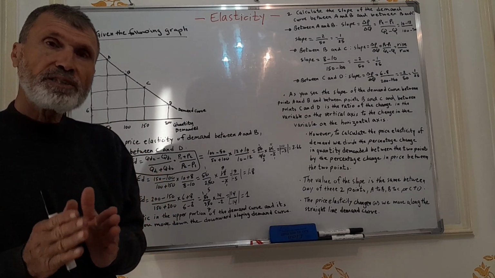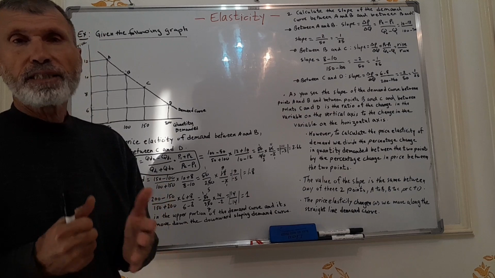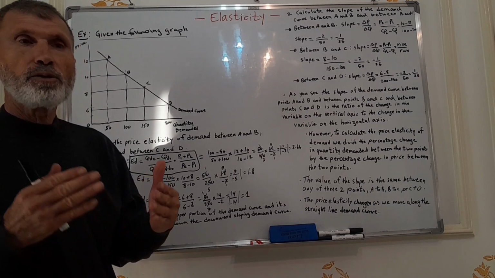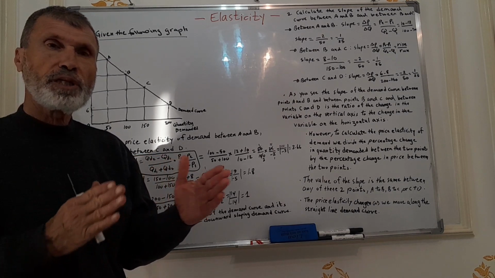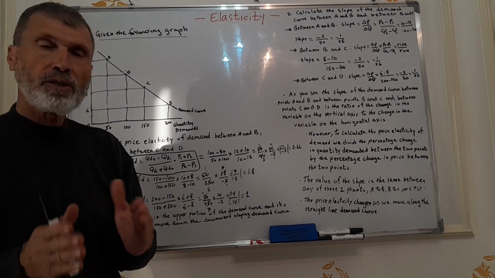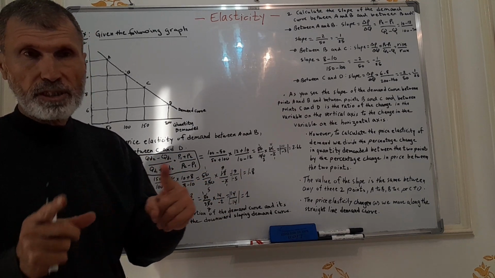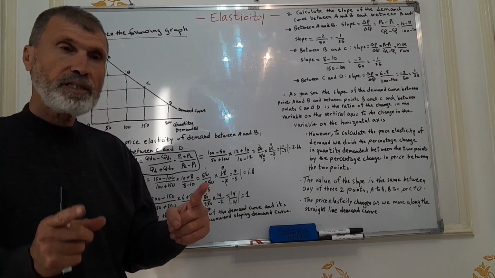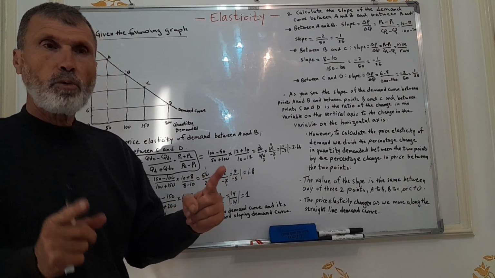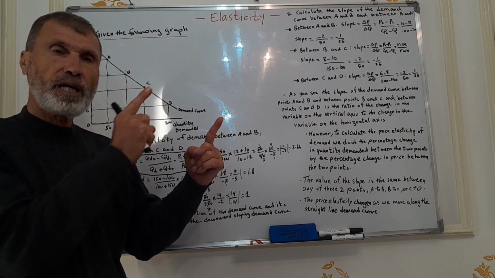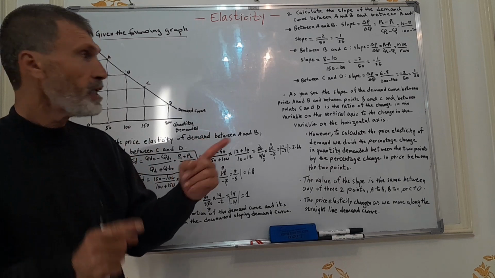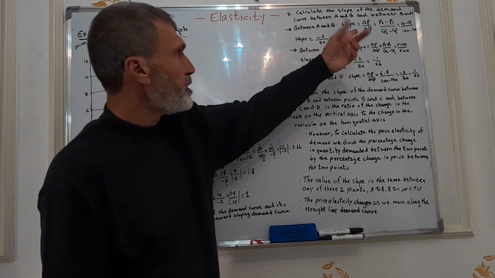But that differs from the price elasticity of demand, calculating it between A and B, or between B and C, or between C and D, because it's going to be different. However, the slope is the same whether you calculate it from A to B, or B to C, or C to D. Now, let's prove this.